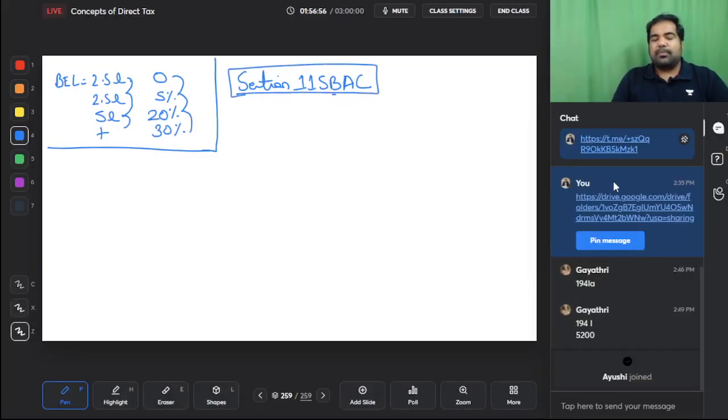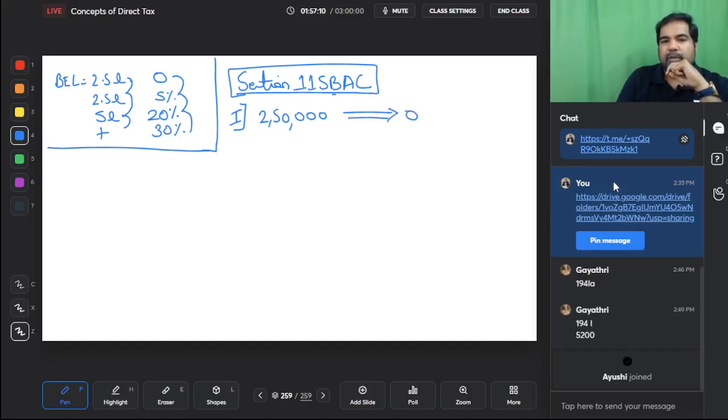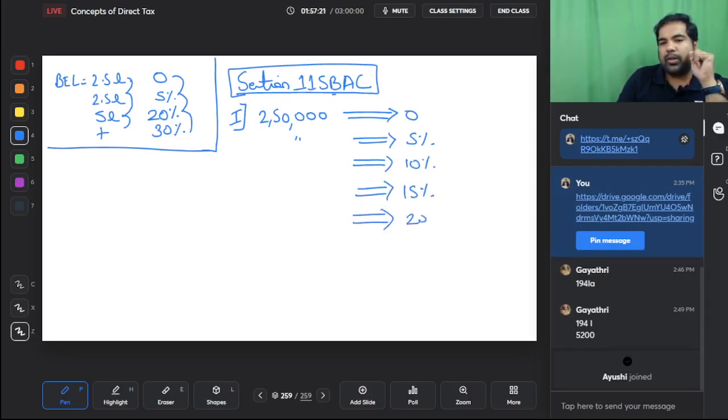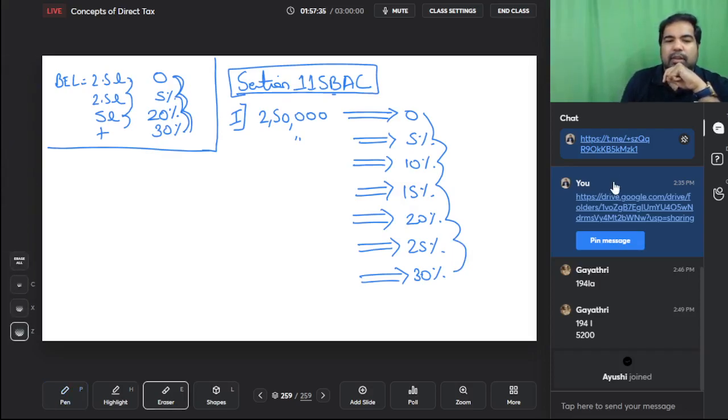Now in this section, in this choice, there are some good parts. So first, let's talk about the good part. The first good part is that the slabs increase very slowly. So the first 2.5 lakh rupees is the first slab where the rate is 0. The next 2.5 lakhs, the rate becomes 5, then it becomes 10, then 15, then 20, then 25, and then 30%. So as you see, instead of having just 3 slabs, we have 6 slabs here. So that's a good thing.